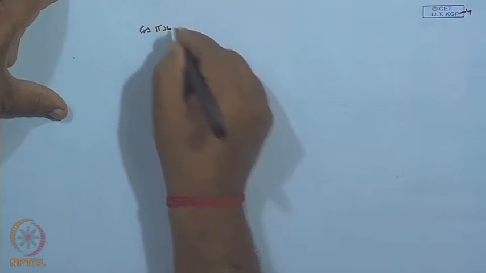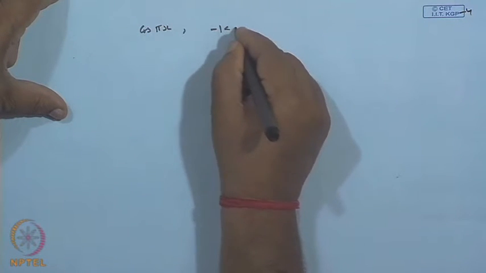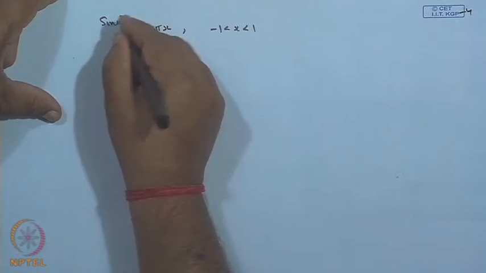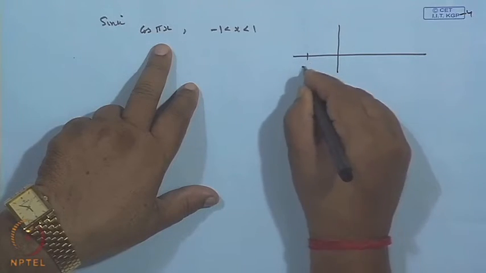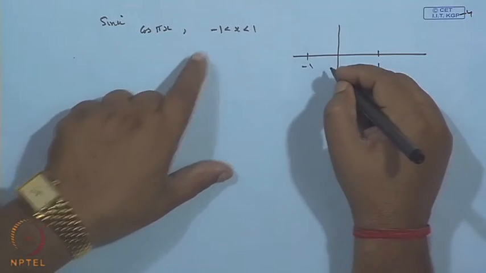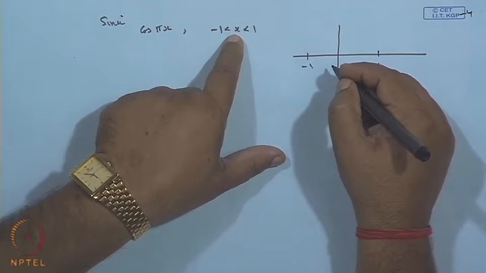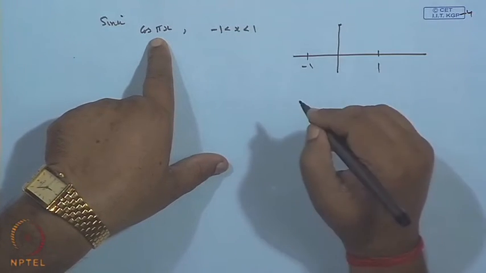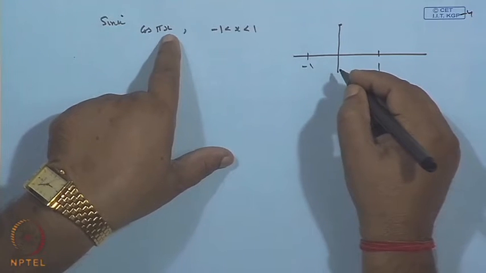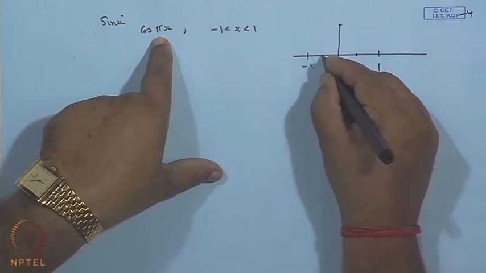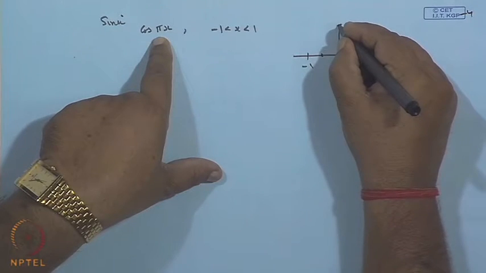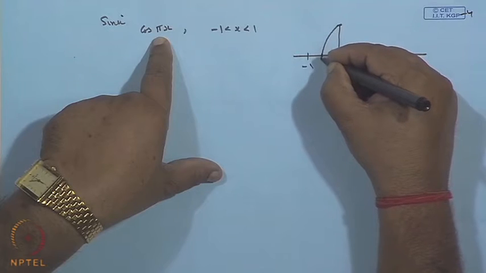Now, if we look at the function cosine πx, when x lies between -1 to 1, the function cos πx has a graph like this, from -1 to 1. When x is 0, cosine 0 is 1. When x is half, πx is π/2, and cos 90 is 0. Similarly, at minus half, it is 0. So, it will be something like this.